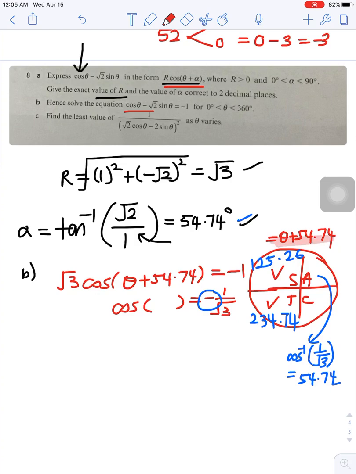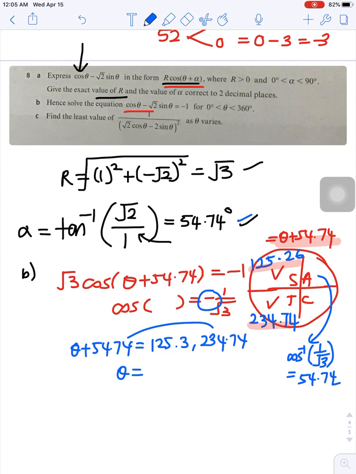So now let's solve. So how do we solve? I'm going to take all of this and equate to this one. So theta plus 54.74 is 125.26 or 234.74. I know if I bring this here, I will definitely get 180 because they are the same. And then this one will leave me with 70.5 degrees. So that's how you get the theta. I think you don't have to go more rotation. It is all within the 360.